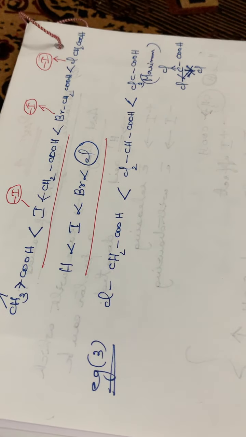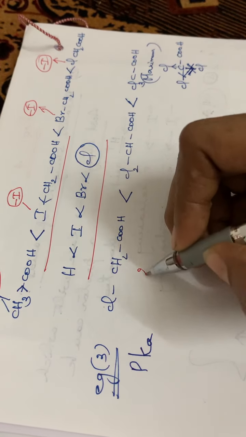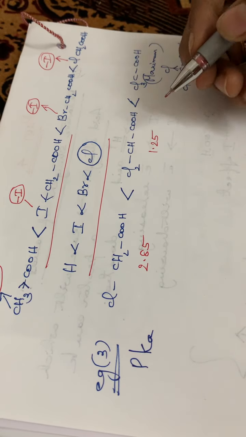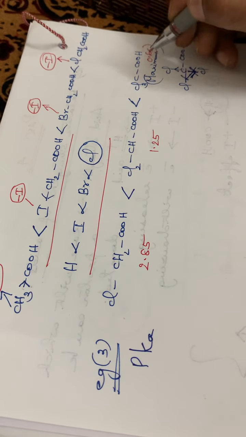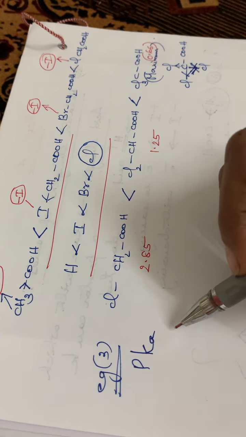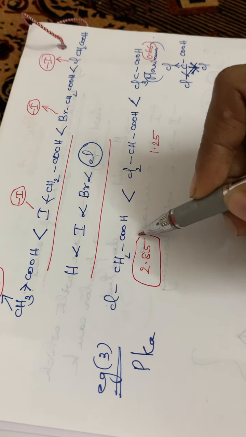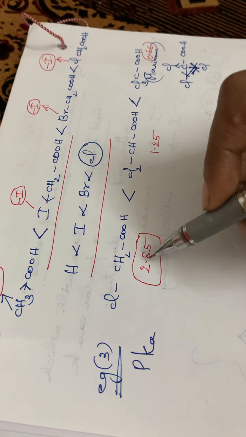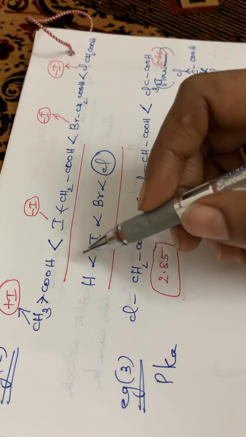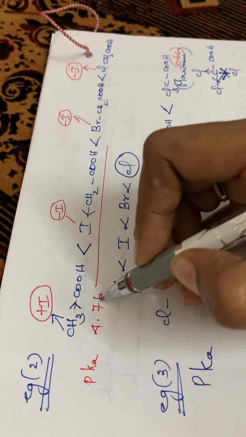Trichloroacetic acid has the maximum acid strength. While writing the pKa values, for chloroacetic acid it is 2.85, for dichloroacetic acid it is 1.25, and for trichloroacetic acid it is 0.66. As we wrote earlier, as the pKa value increases, the strength of the acid decreases. So the pKa value is maximum in the case of chloroacetic acid, so it has the least strength while comparing these three compounds.